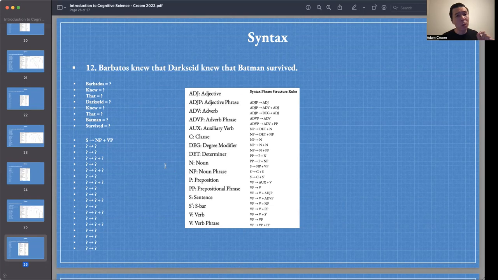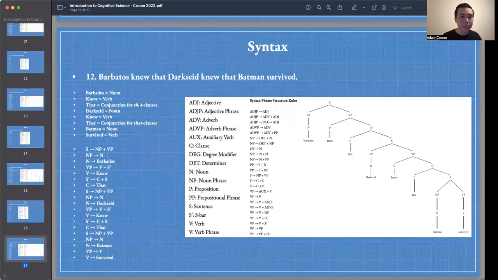Remember, the first thing you want to do is identify each of these linguistic items, and we know how to classify them now. It's a conjunction for that clauses, and the rest is easy work. So Barbatos is a noun, knew is a verb, that is a conjunction for that clauses, Darkseid is a noun, knew is a verb, that is a conjunction for that clauses, Batman is a noun, survived is a verb.